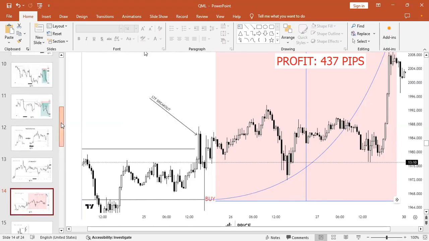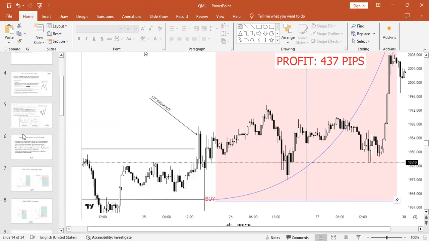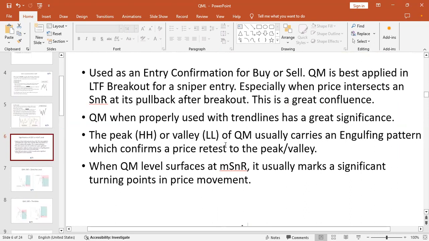If this thing intersects with an SNR, we've talked about that. If it intersects with an SNR, it gives you a high probability. Then you sell or buy at the rejection of that SNR. It usually carries an engulfing pattern. When the QML meets an SNR, it's usually making up 20 points in price movement when properly used with trend lines.